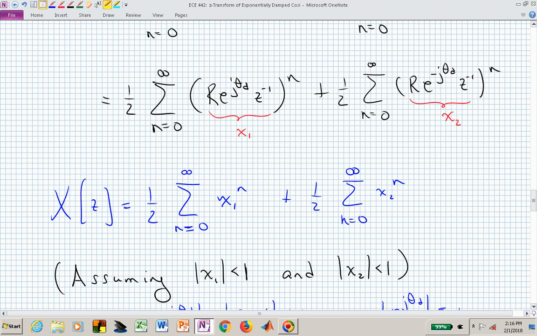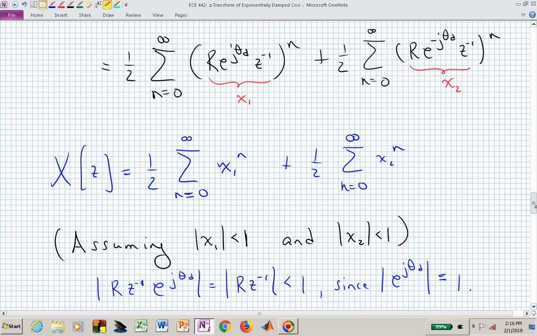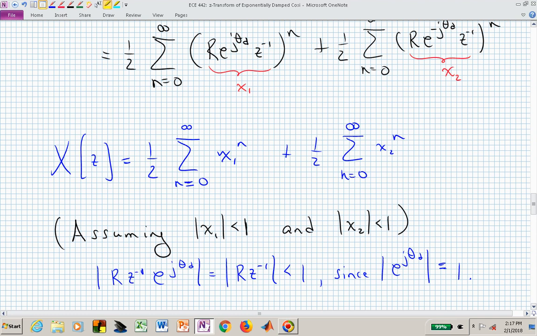And we know how to do that. Our common ratio in the leftmost is x sub 1. The common ratio in the rightmost summation is x sub 2. We need the magnitude of that common ratio to be less than 1 for that sum to converge and to be meaningful. And we know that that means then that the magnitude of x1, which in expanded form is r z to the minus 1 e to the j theta sub d, the magnitude of e to the j theta sub d by Euler, that's just cosine theta sub d plus j sine theta sub d, and we know that cosine squared plus sine squared equals 1. The magnitude of that rotating phasor e to the j theta sub d is just equal to 1.